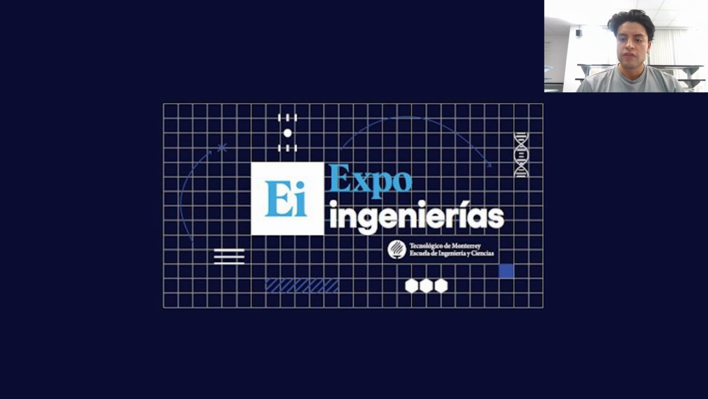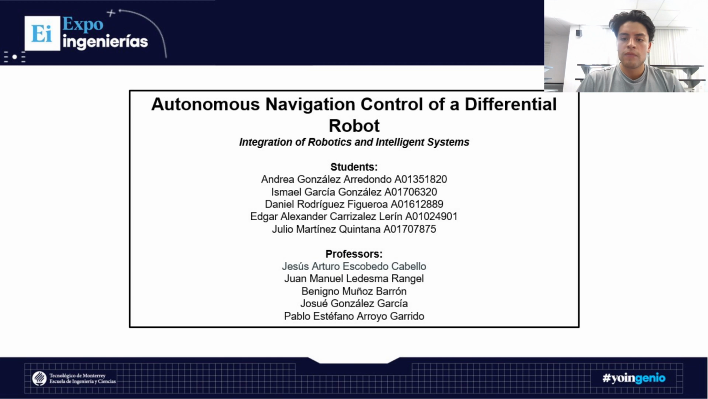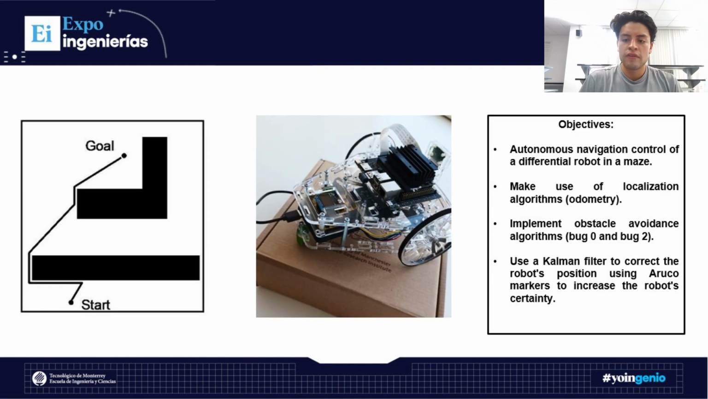In this video, we will present our autonomous navigation project developed during the last semester. The objectives of the project are to use localization algorithms such as Bug 0 and Bug 2, along with odometry and Kalman filters, to improve the accuracy in estimating the robot's position and orientation. Additionally, we will integrate an ArUco detector, which will allow us to obtain a more precise location of the robot in the environment.